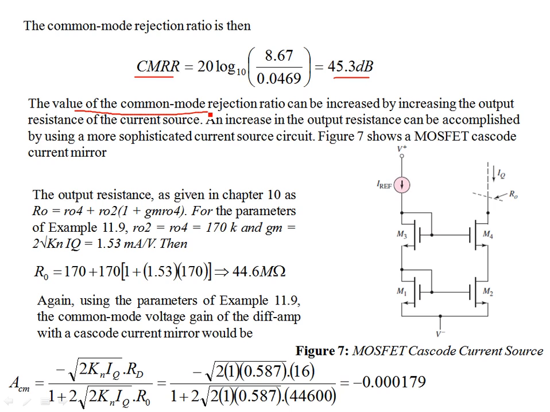So the value of the common mode rejection ratio can be increased by increasing the output resistance of the current source. What we are trying to do is make the common mode gain equal to zero for a very high output resistance. So an increase in the output resistance can be accomplished by a more sophisticated current source circuit.